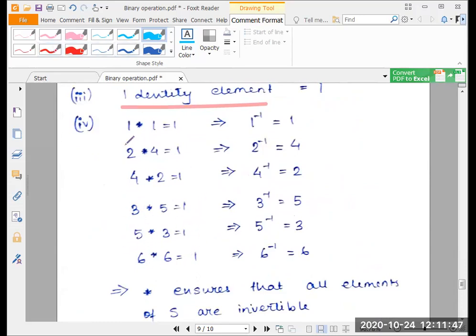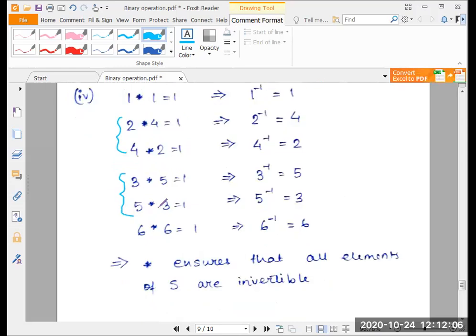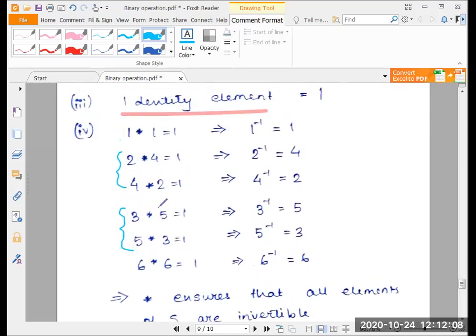Another thing that you will notice is 2 star 4 and 4 star 2 both give you 1. Similarly, 3 star 5 and 5 star 3 both give you 1. So from this portion as well, you can say that the operation under consideration is commutative, because 4 star 2 is the same as 2 star 4, 3 star 5 is the same as 5 star 3. These are specific examples where you can say that the commutative property of the binary operation holds. A star B is equal to B star A. They give the same result, 1 here.